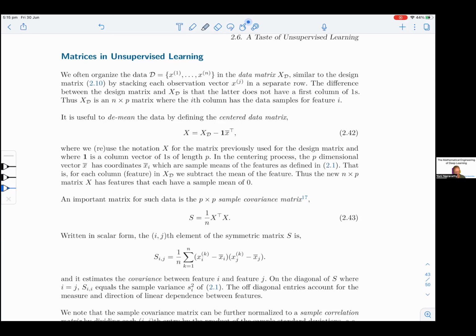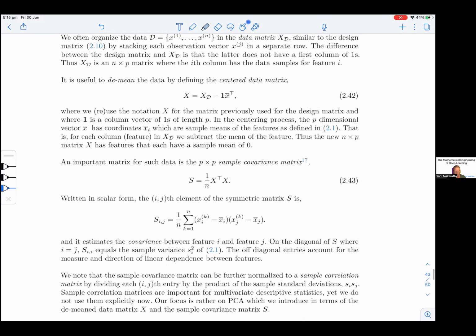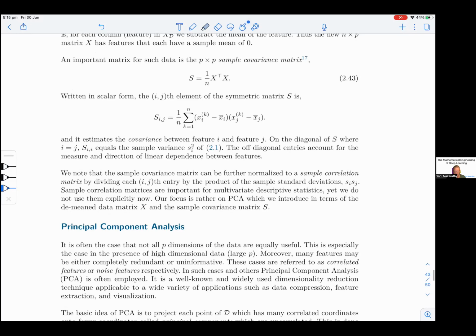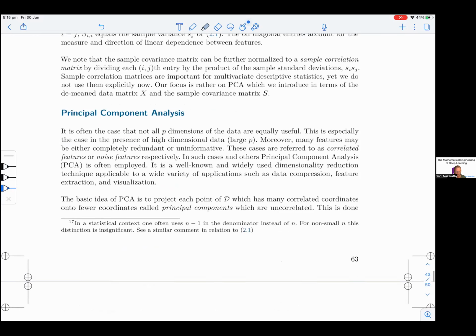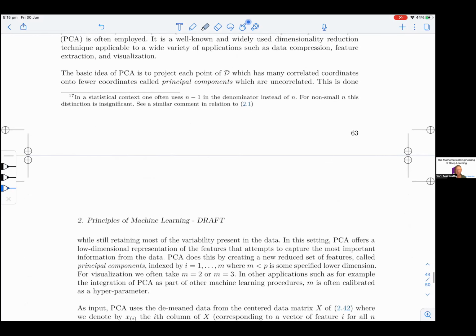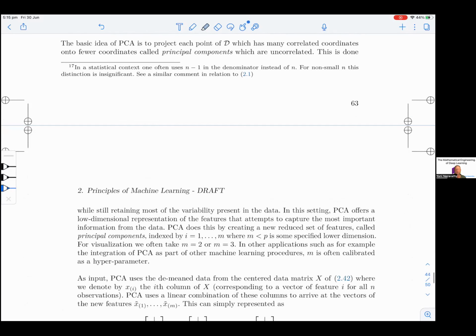An important matrix for such data is the p by p sample covariance matrix. Once you have this X, if you do the Gram matrix X transpose X and divide by n, it's called the sample covariance matrix. Let's look at the footnote. In statistical context, one often uses n minus 1 in the denominator instead of n. For all non-small n, this distinction is insignificant, and we also had a comment like this in section 2.1.